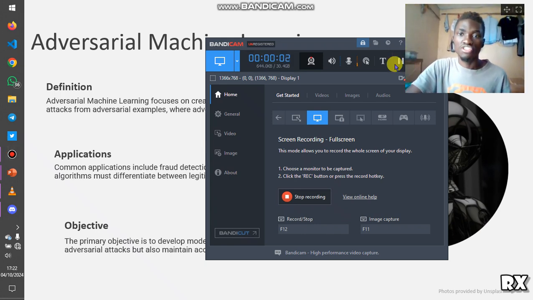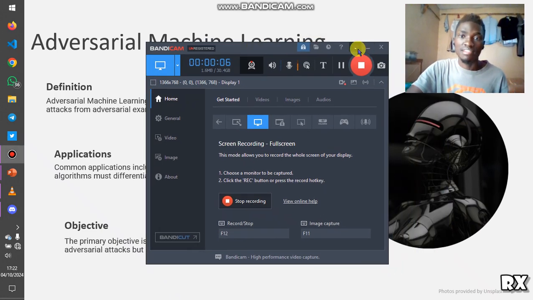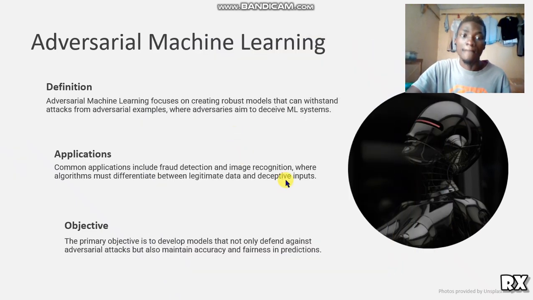Okay, let me continue from where I stopped. I was speaking about adversarial machine learning. The primary objective is to develop models that not only defend against adversarial attacks but also maintain accuracy and fairness in predictions.